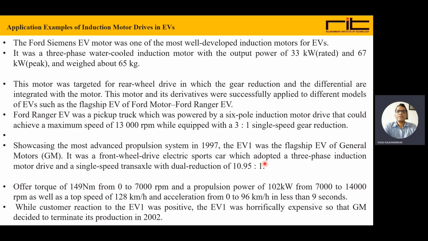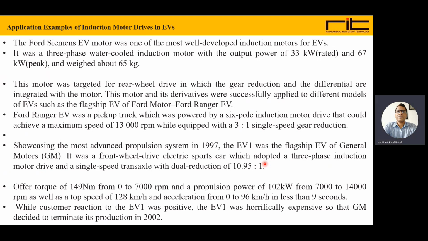This motor and its derivatives were successfully applied to different models of electric vehicles, such as the flagship EV of Ford Motor, that is the Ford Ranger EV. The Ford Ranger EV was a pickup truck powered by a 6-pole induction motor drive that could achieve a maximum speed of 13,000 rpm while equipped with a 3:1 single-speed gear reduction.